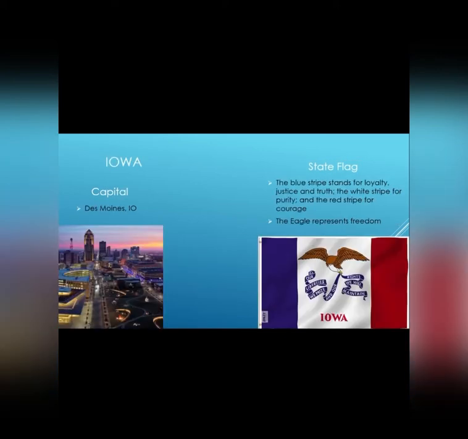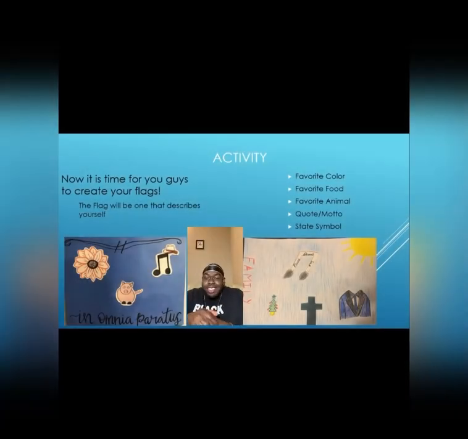Alrighty, the final state that we will be talking about is Iowa. The capital of Iowa is Des Moines, and just like Missouri, this flag also has the same 3 colors. The blue stripe stands for loyalty, justice, and truth. The white stripe stands for purity, and the red stripe stands for courage. And the eagle on this flag represents freedom. Alrighty, that concludes our lessons for today.